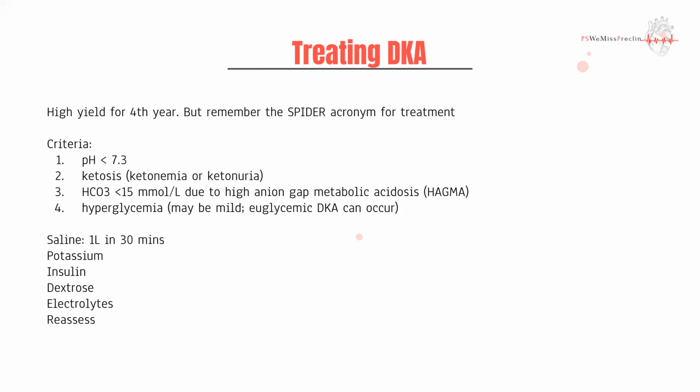So in SGLT2s, as I said, one of the side effects is DKA, and the type of DKA seen with SGLT2s is mostly euglycemic. Going back to our treatment acronym, we start them off with saline, 1 liter in 30 minutes, potassium, insulin, dextrose, electrolytes, and then reassess them very regularly. Now, why do we give each one of these? So saline, because most of them would be dehydrated.